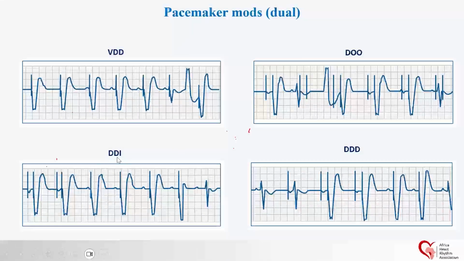The DDI mode means the pacemaker will inhibit if it detects. So here, in both the atrium and ventricle, we have a paced event in the atrium and a paced event in the ventricle, but when it detects, it will inhibit the pacing, here in the atrium and here in the ventricle. DDD mode is the most used pacemaker mode actually in dual chamber pacemakers. So it detects the atrium and the ventricle.